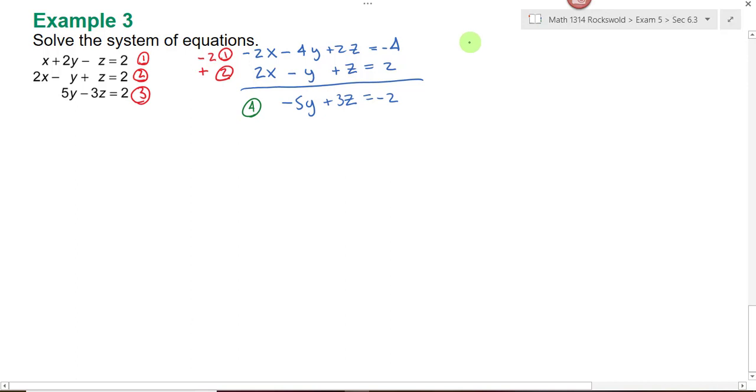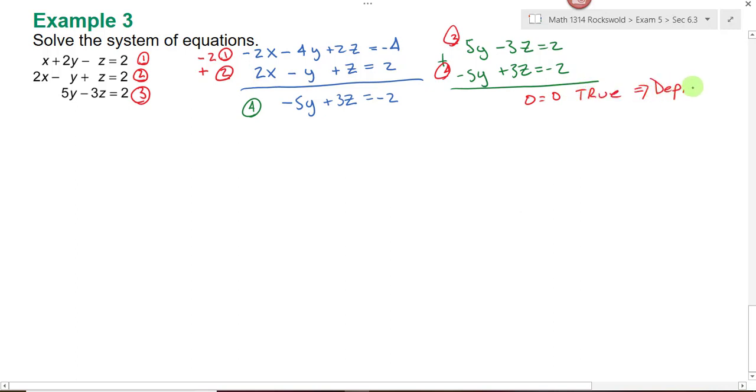So if I look at equations 3 and 4, I have a system of equations in 2 variables. I have 5y minus 3z equals 2 and negative 5y plus 3z equals negative 2. If I were to add these 2 equations together, notice this is equation 3 and this is equation 4. And when I add these 2 equations together, the variables drop out and the numbers drop out, and that means that I have a true statement. That means that this is a dependent system of equations. My solution is going to be y written in terms of z or z written in terms of y.